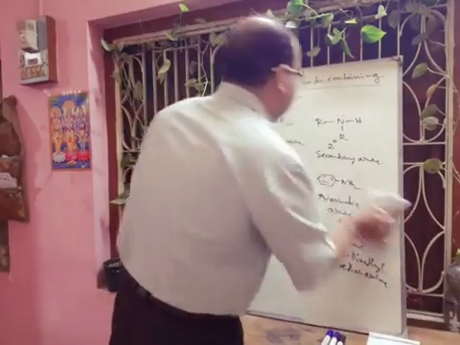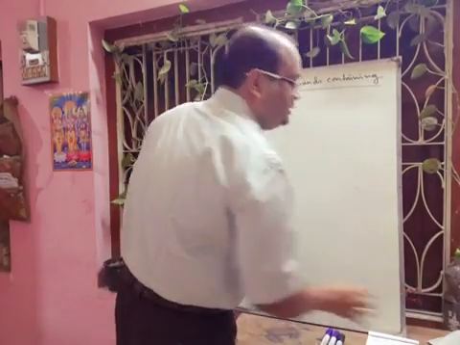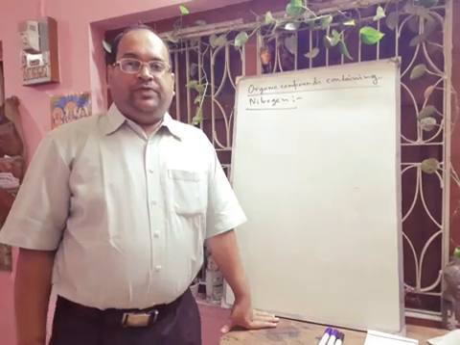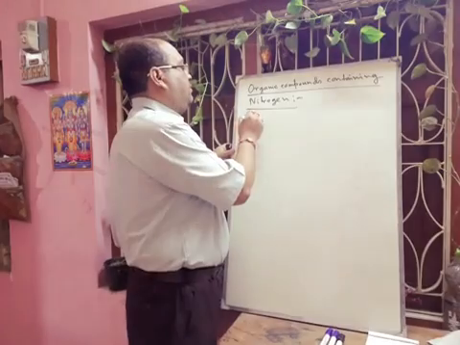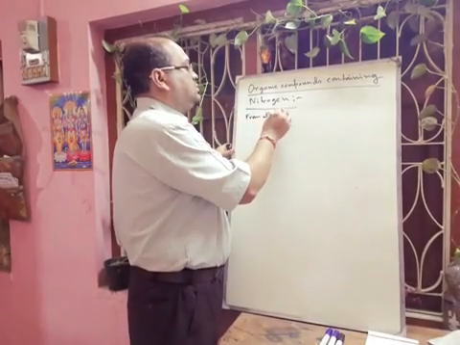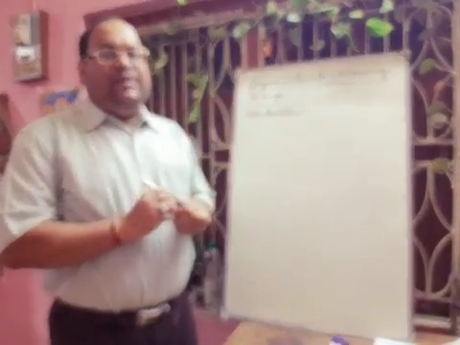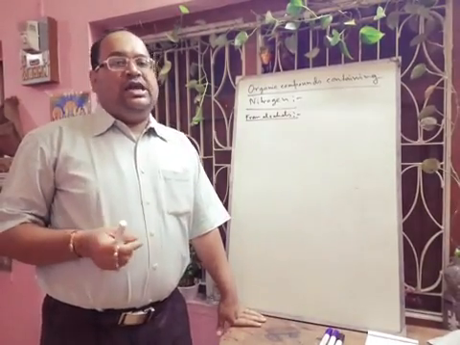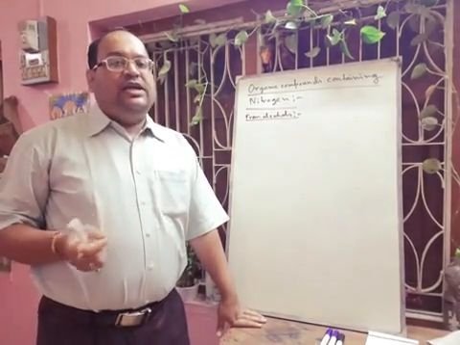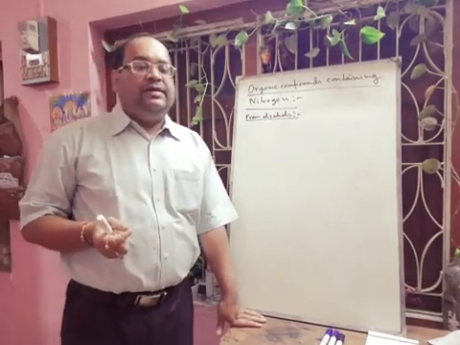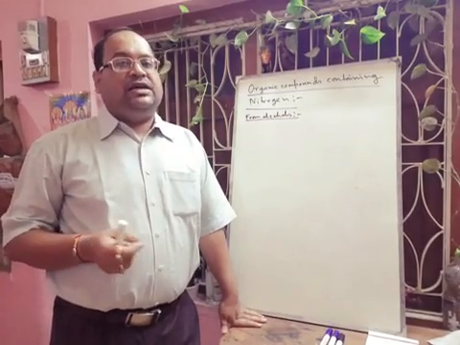Next we will discuss the preparation of these amine types of compounds. First we will discuss preparation from alcohols. When the vapors of alcohol and ammonia are passed over heated alumina, that means Al2O3, at around 723 Kelvin, a mixture of primary, secondary and tertiary amines is obtained.